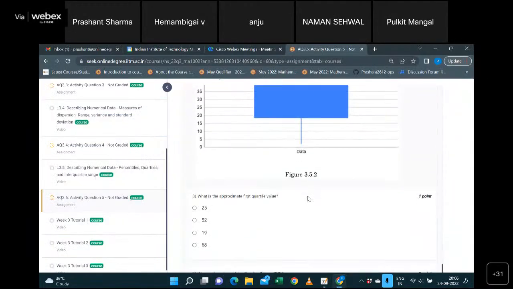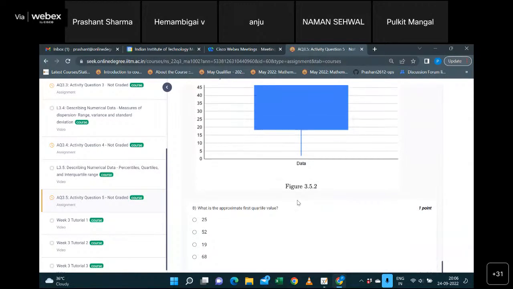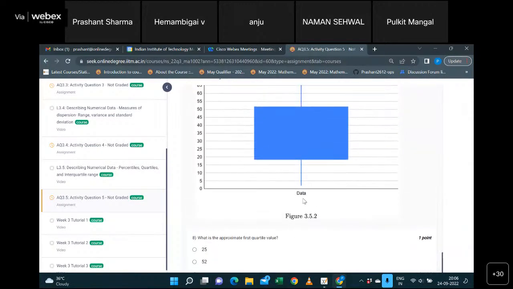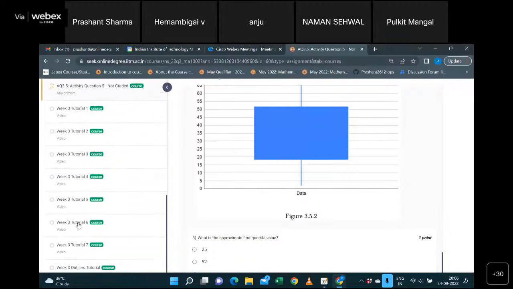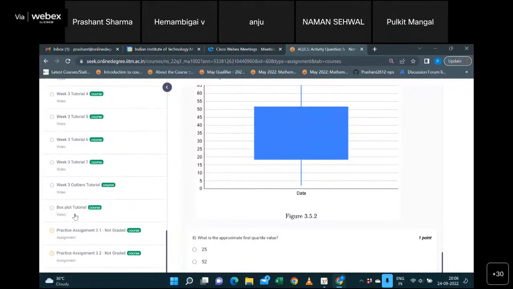Question number 8. Sir, I don't understand this graph. How to solve this? Have you just watched the box plot tutorial? In the box plot tutorial, you will be able to know how to read Q1, Q2 (median), Q3, minimum value, and maximum value from a box plot. So everyone, please watch the box plot tutorial before attempting this.